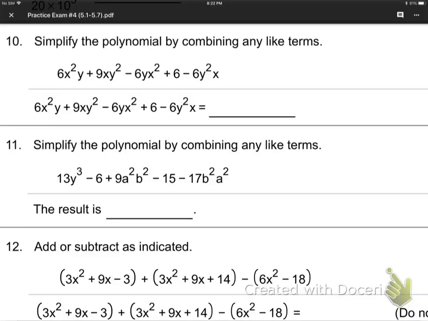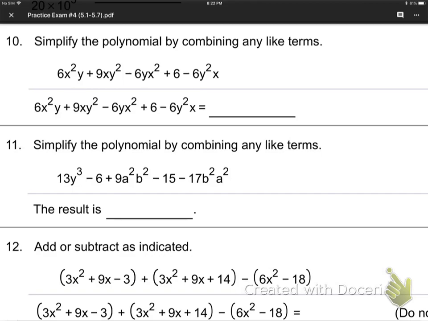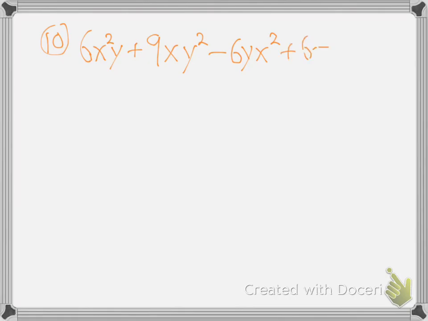All right, so try number 10. Can you see number 10? Maybe I better write it out for you. Number 10: 6x squared y plus 9xy squared minus 6yx squared plus 6 minus 6y squared x. Okay, it just wants you to gather like terms. So you can do that one with the greatest of ease.